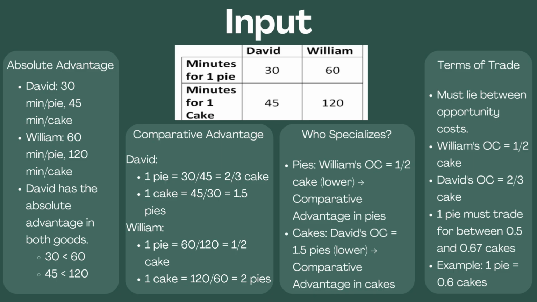So even though David has the absolute advantage in both goods, David should specialize in cakes and William should specialize in pies, because comparative advantage determines specialization and trade. The terms of trade are the same as before. 1 pie must trade between 1/2 and 2/3 of a cake. A trade of 1 pie for 0.6 cakes would benefit both sides.